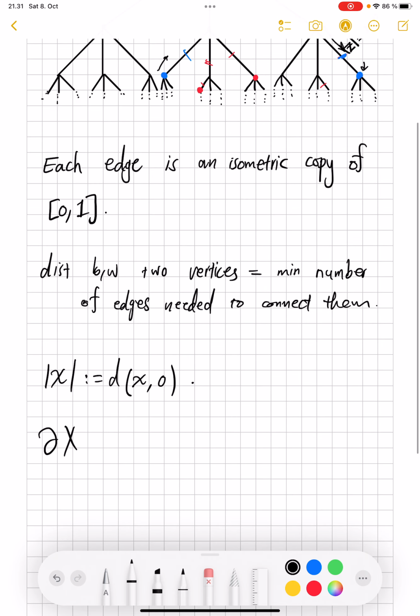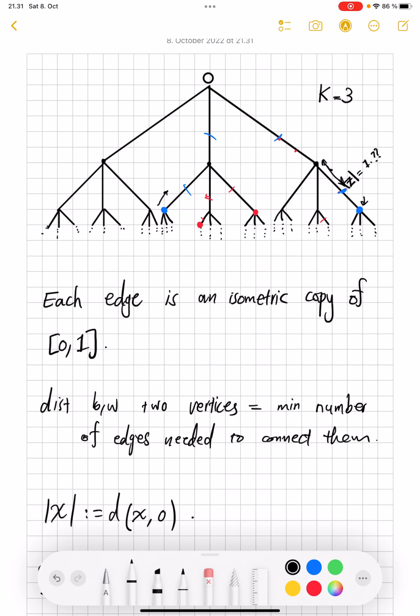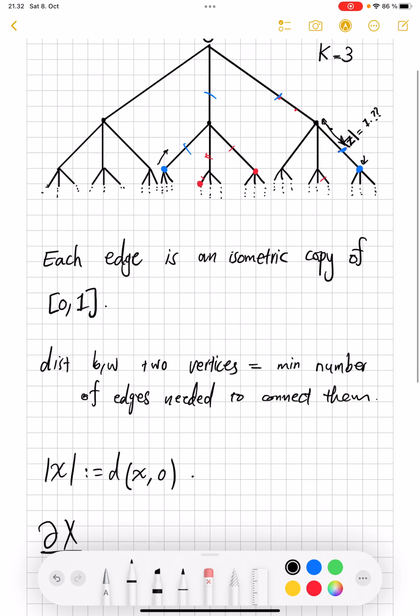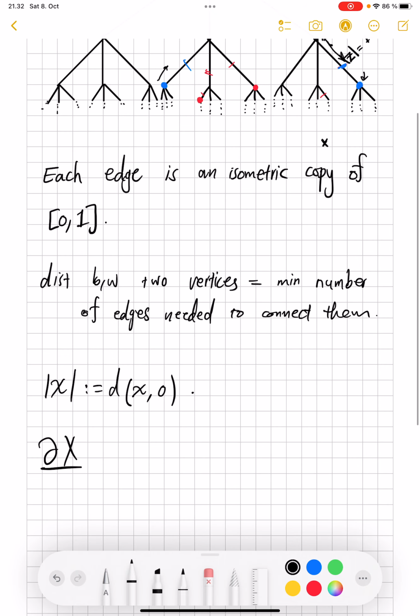Boundary of X. So can we talk about the boundary of this metric space? This is something I vaguely talked about in the other video, when discussing the cardinality of the collection of ends. By the boundary of X, intuitively we mean points like this, which are waiting to be reached by an infinite collection of edges.